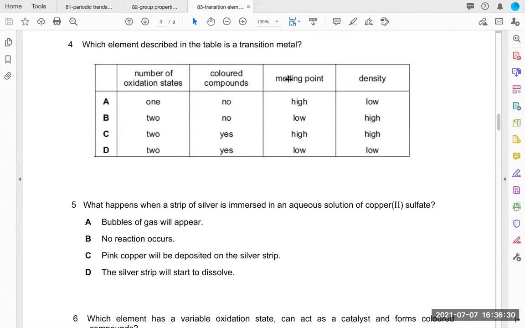Which element described in the table is a transition metal? So they must have multiple oxidation states. So A cannot be true. They must have colored compounds. So yes, C or D could be the answer. They have high melting points. C is definitely the answer.